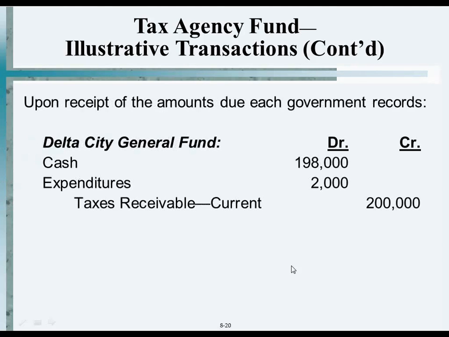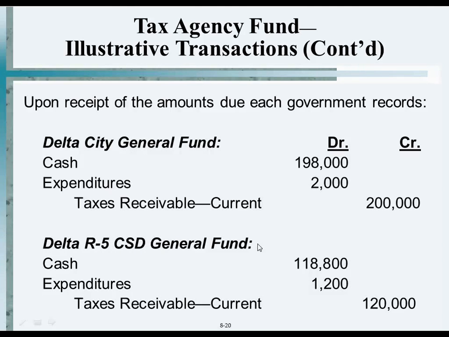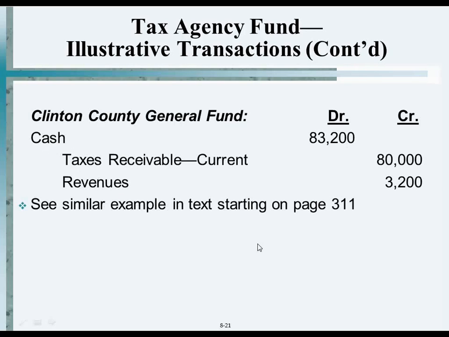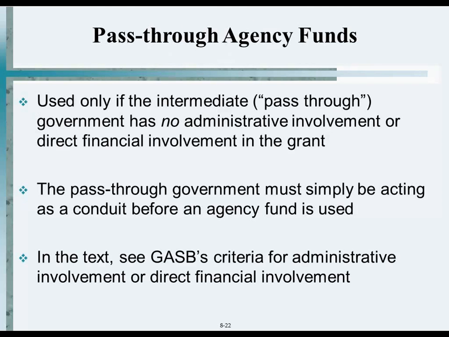As I said, there are many, many slides here. And notice how they, in the general fund of Delta City, how they show administrative costs, expenditures. It would have been nice if I had added the word expenditure administrative fee for collecting taxes, right? But that's what that is, $2,000. Okay. And again, you see that on the other ones, and this goes on and on. I think there are quite a few journal entries here.